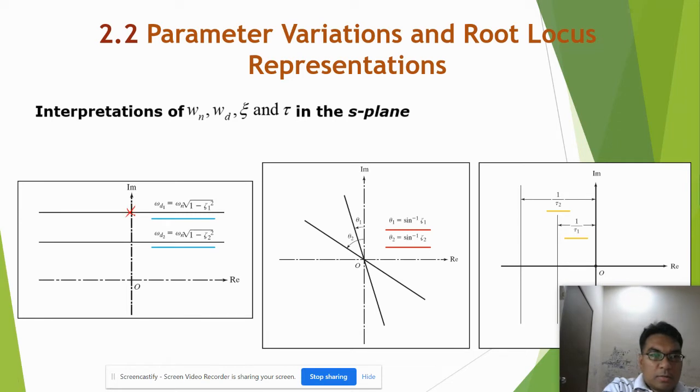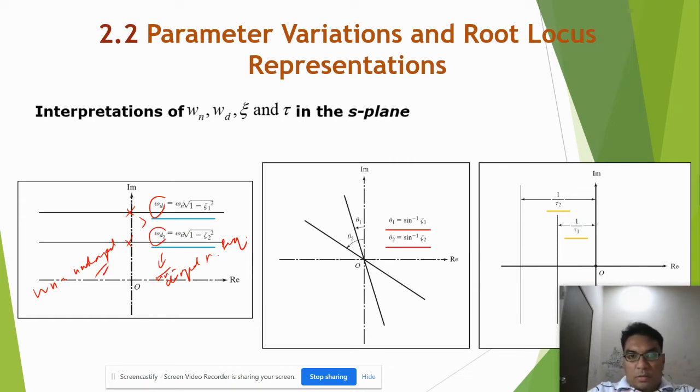At this plot you will have the omega d. So omega d1 is actually larger than omega d2. This is the damped natural frequency. Omega n is the undamped, and this is the damped one. Also the theta, when it moves here and here, the theta will be different, so you will get a different angle, with a different value of damping ratio.